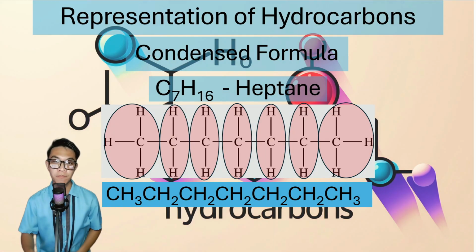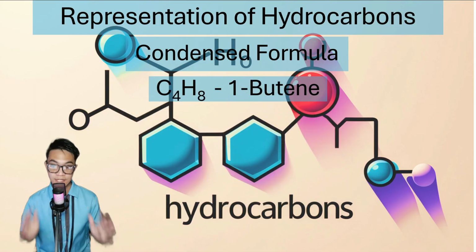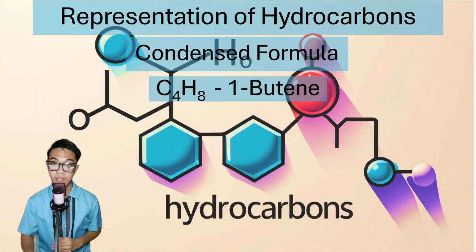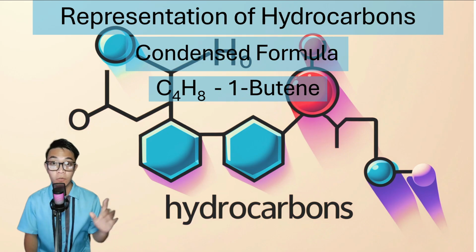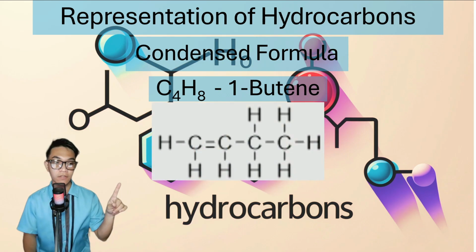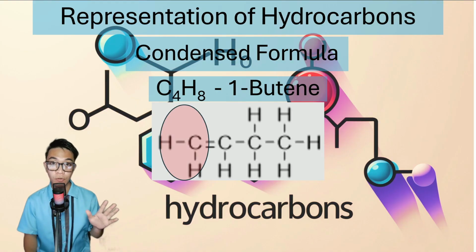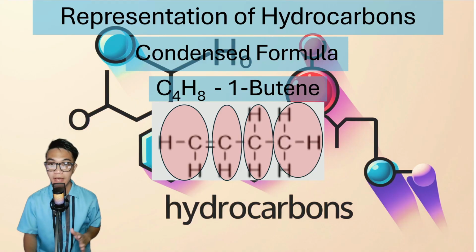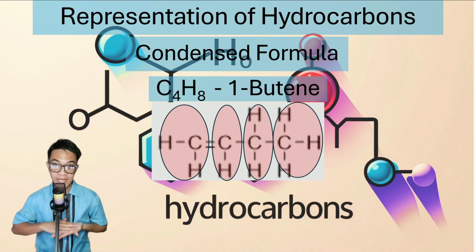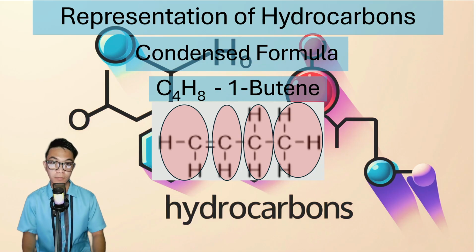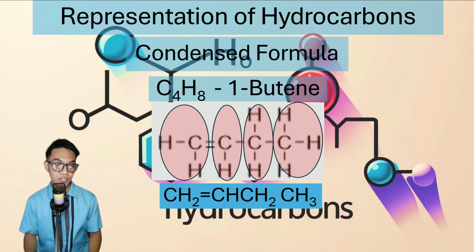Let's have another example. This is for our C4H8 or our 1-butene. So follow along with the steps. Let's have our graphical formula first, and then we group them by each of the carbon and hydrogen atoms connected to each other. So I just simply draw the circles. And then, after that, we just simply condense them into their molecular formula, but in its expanded version.